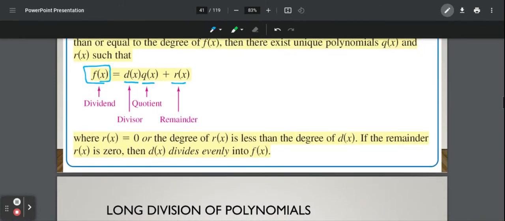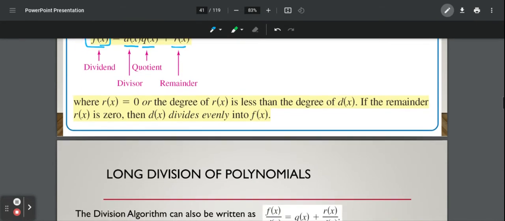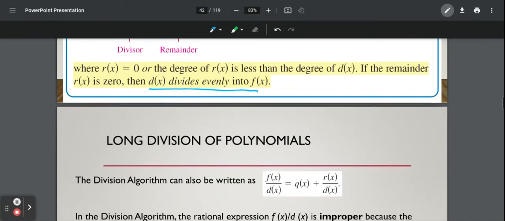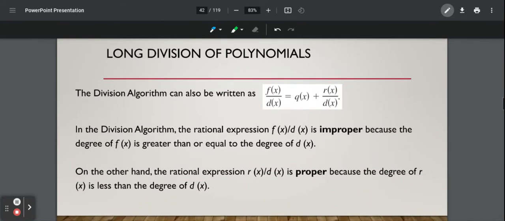So when the remainder is 0, or the degree of the remainder is less than the degree of the divisor, then that's what tells you you're done. If the remainder is 0, then the divisor divides evenly into the function, or it's a factor of the function. Another way that you can write that long division of polynomials, we won't do this a lot, but you can say you have your function divided by the divisor equals whatever the quotient is plus the remainder divided by the divisor.